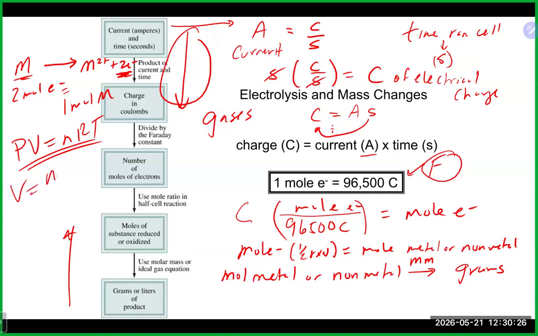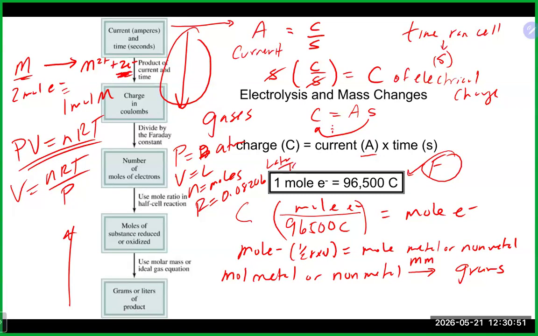So volume is nRT over P in this case. As you hopefully remember, if you're using the ideal gas law, our pressure has to be in atmospheres, our volume is in liters, our n is moles, and our R is our gas constant, the 0.08206 version, liters atmosphere per Kelvin mole, about 0.0821, and our temperature is in Kelvin.